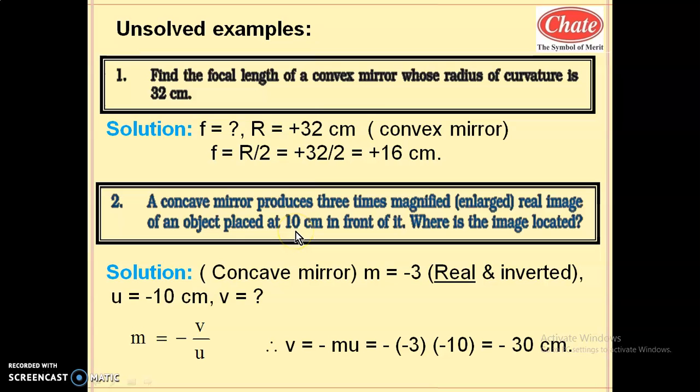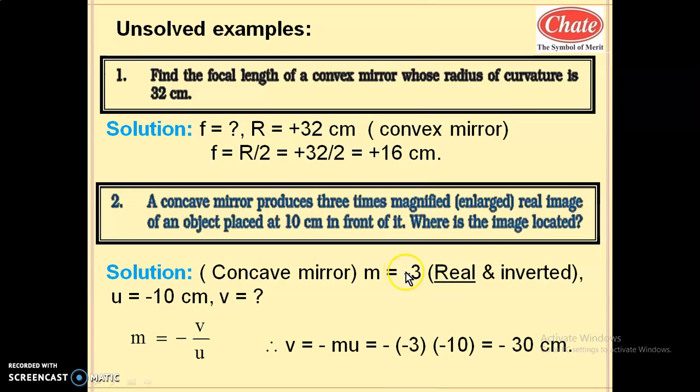So the object position is U. So U is minus 10 centimeter. Here we have to find the V, and the object position U is in front of the mirror, which means the negative side. It is minus 10 centimeter. U is always negative as we have studied. Here the image is produced 3 times, which means the magnification is 3. But the sign is either plus or minus.